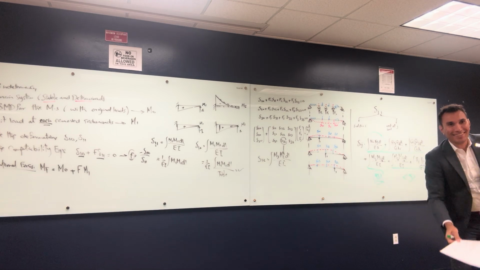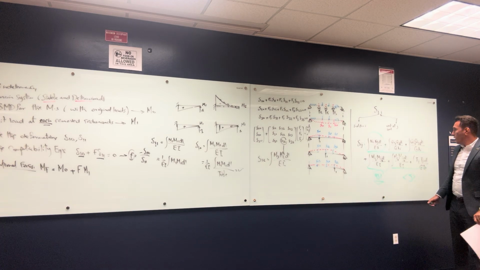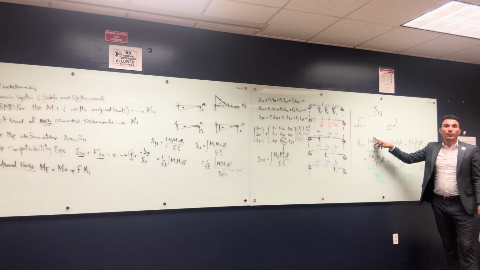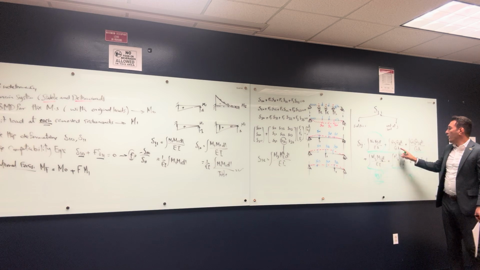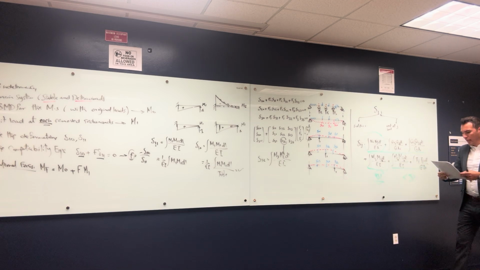Is it the first line? Is it EA or EI? This one is EA. The normal force is only about the cross-section area. The moment is about EI. Here it's called GAR.